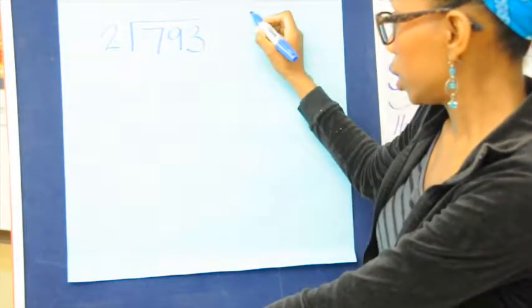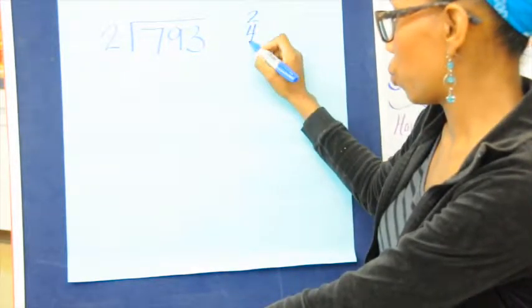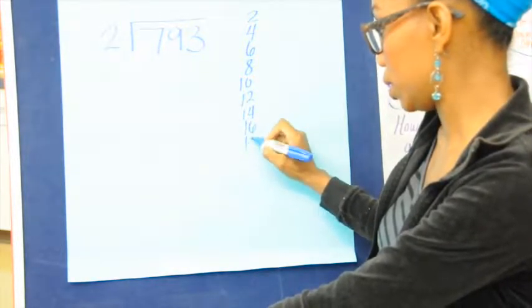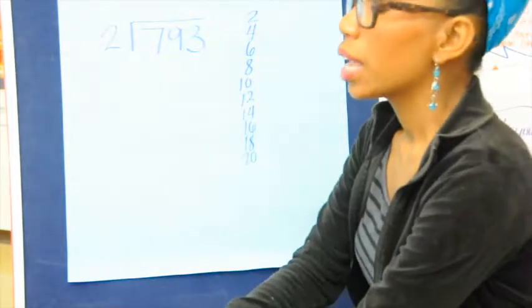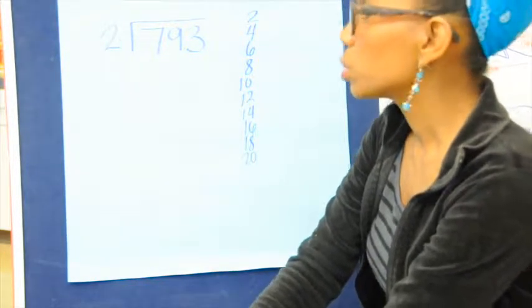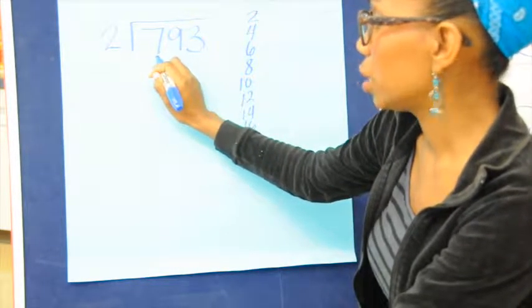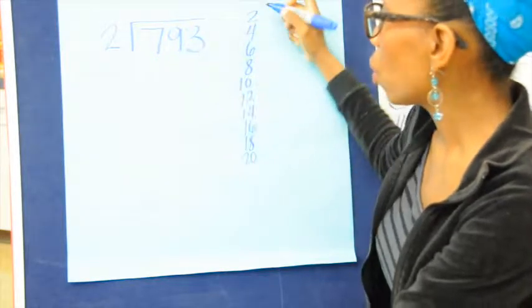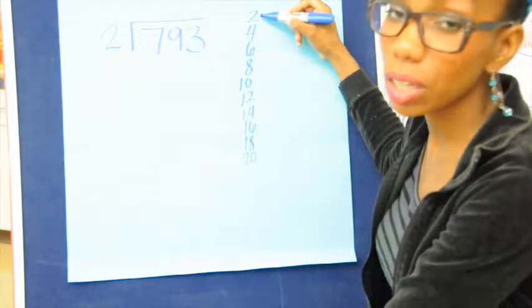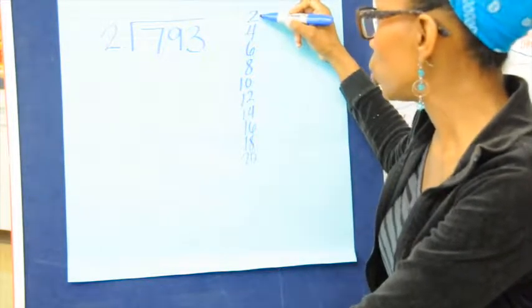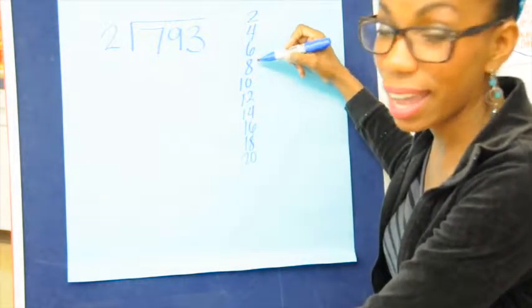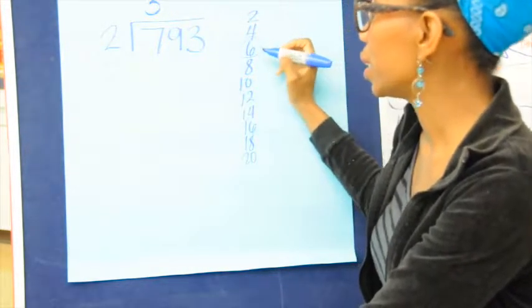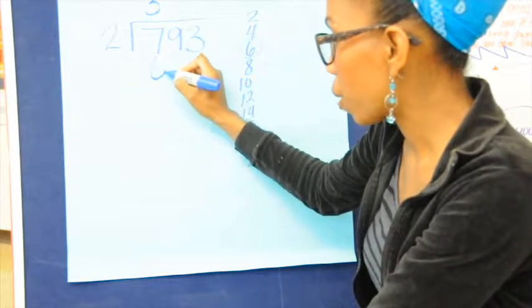Okay, first up, list my multiples of 2. 2, 4, 6, 8, 10, 12, 14, 16, 18, 20. After I list my first 10 multiples of 2, I look at the first digit, and I have a 7. I ask myself, how many times does 2 go into 7? Or, which multiple of 2 is closest to 7, but not greater? 2, 4, 6. Can't say 8. So it is the third multiple. 2 times 3 is 6, and so I take this 6, and I put it right under here.